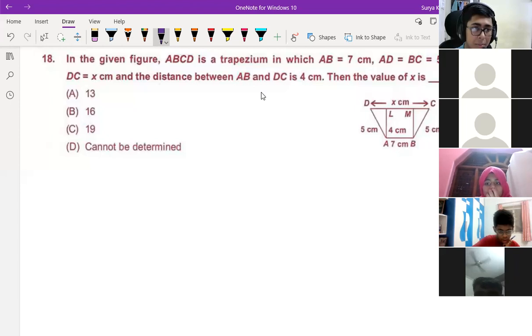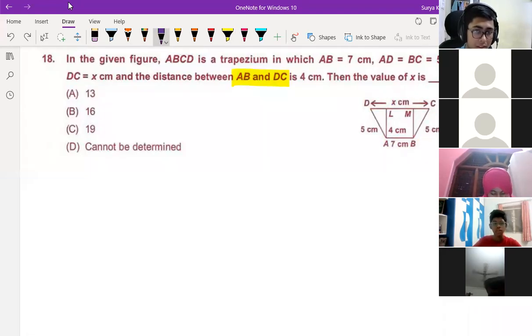Correct, Sahil. AL is 4 only, or BM is 4. Both are the same, 4, 4, because they have given the distance. In the question it's clearly given: distance between AB and DC. So DC is this, AB is this one.